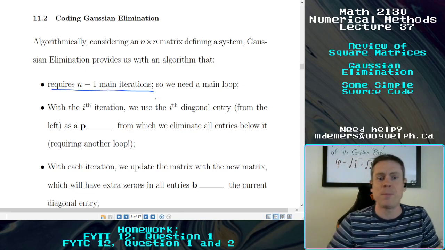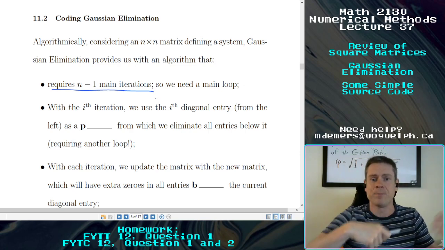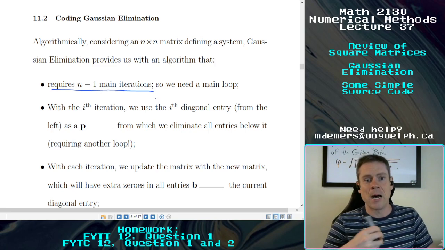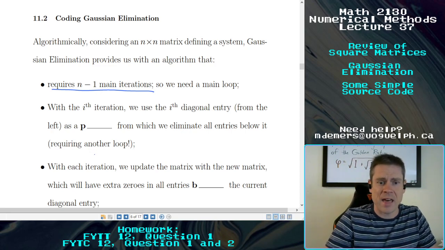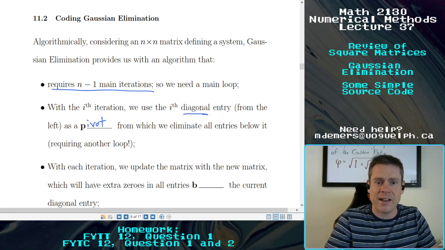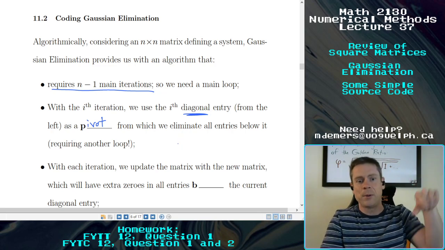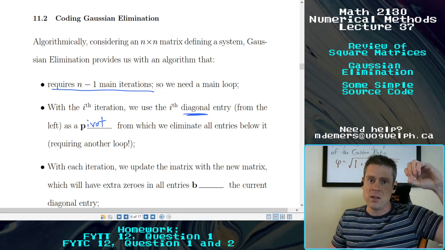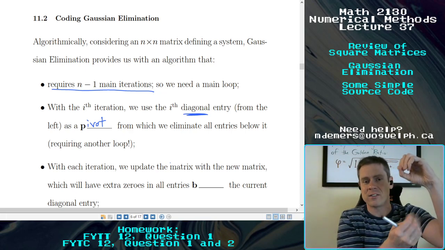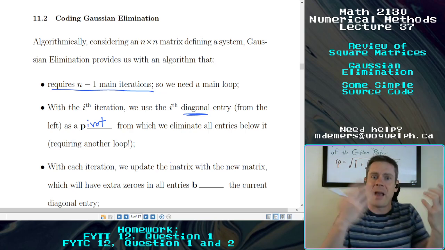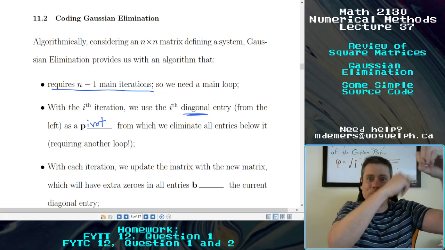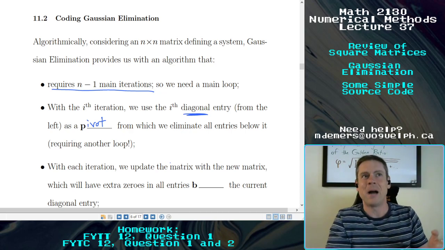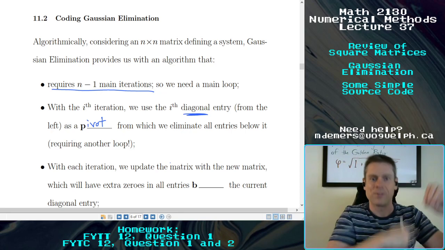So n minus 1 main iterations, but within each one, we need to use that pivot, which is the ith diagonal entry on the ith iteration. And we want to eliminate all entries below it. So we're going to need to use the value of that diagonal entry, whatever it is, and use just the right subtractions to put a 0 in place. But how many do we need? Well, I need to go through all the different rows that are below it. I need to do another loop, one for each one of those.